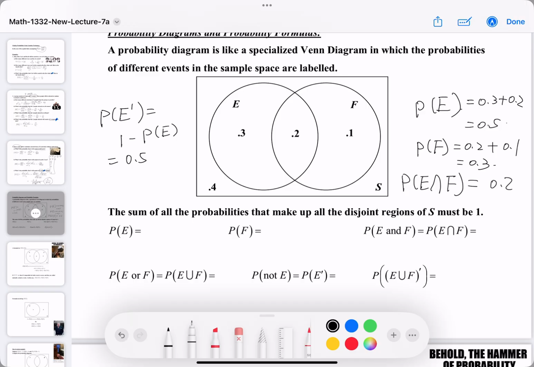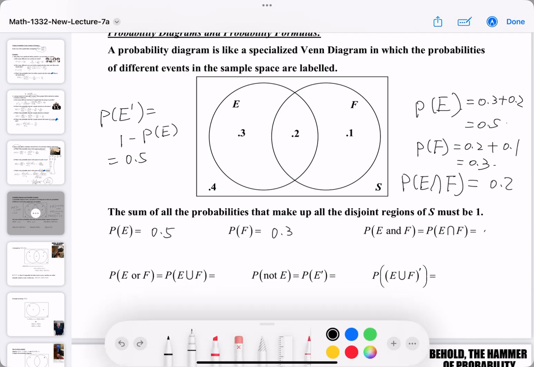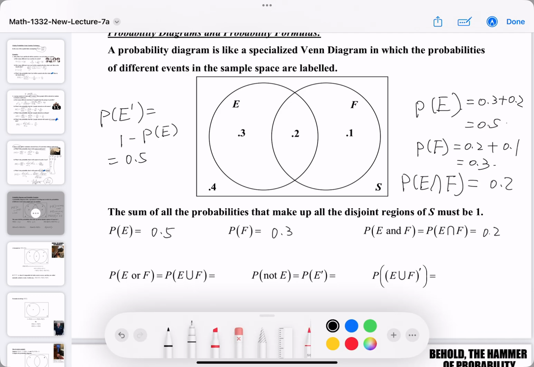What is P of E? That is the shaded area, which is 0.5. What is P of F? It is 0.3. And what is P of E and F? That is the intersection of E and F. The probability is 0.2.